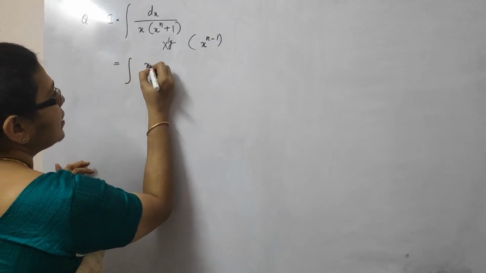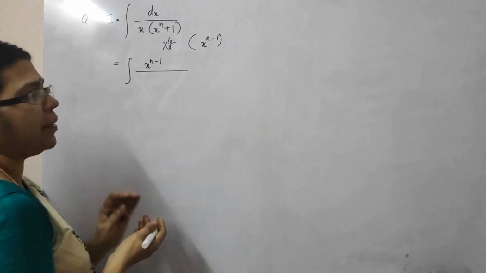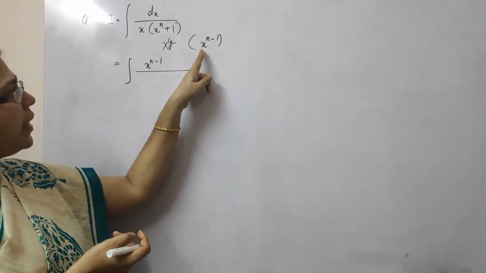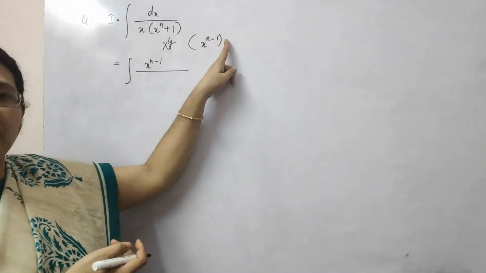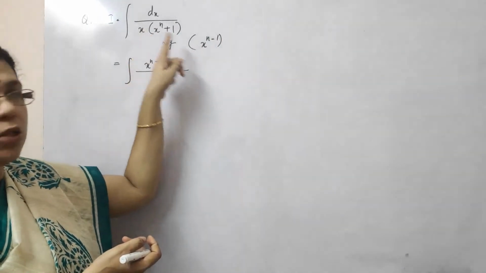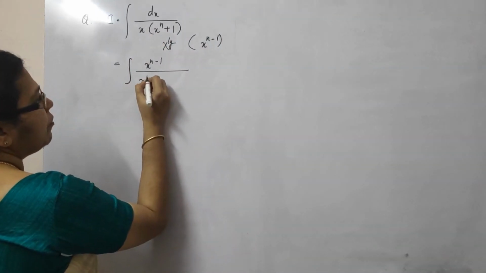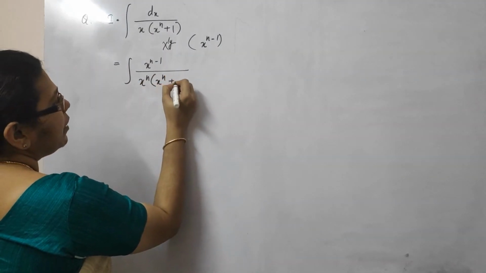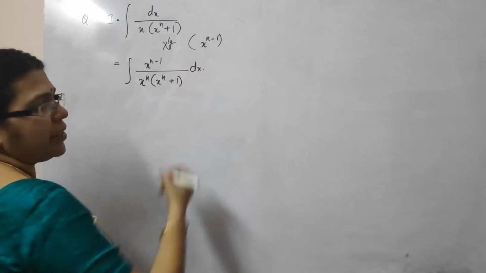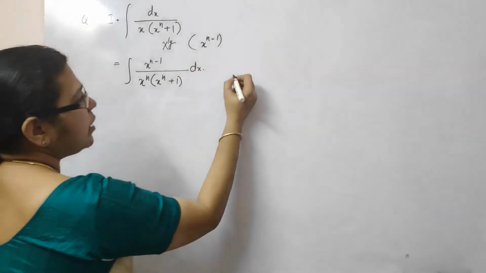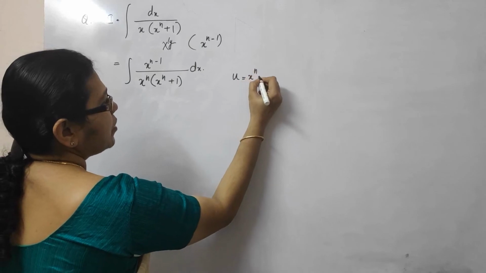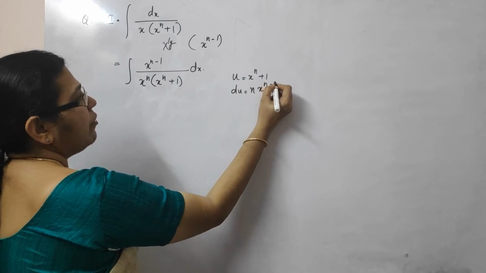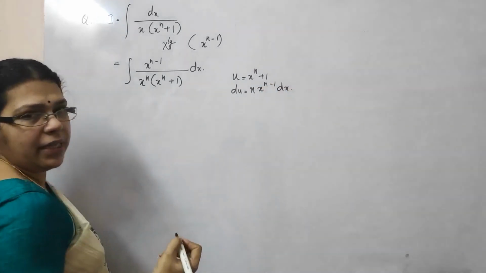This becomes x raised to the power of n minus 1 by, now this is x into x raised to the power of n minus 1. That is x raised to the power of n minus 1 plus 1, because there is an x here. So what do you get? x raised to the power of n. Correct? x raised to the power of n into x raised to the power of n plus 1 into dx. Now I substitute u is equal to x raised to the power of n plus 1. What is du? n x raised to the power of n minus 1 into dx, isn't it?